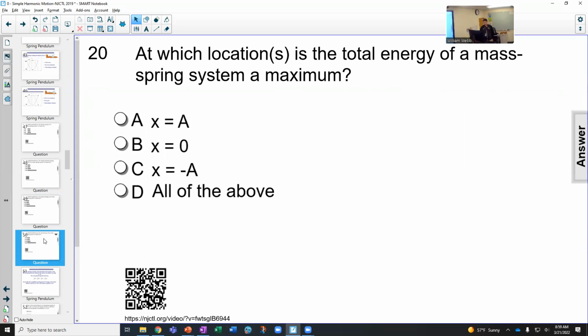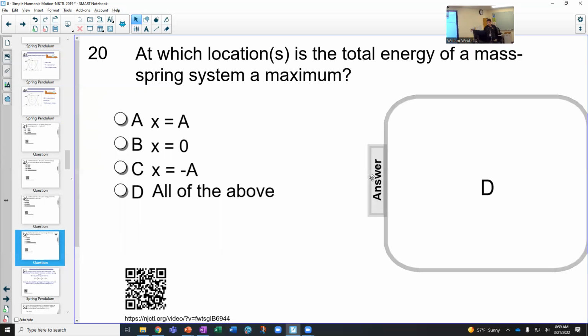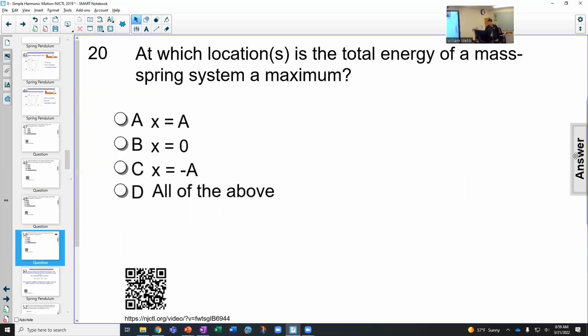And finally, at which location is the total energy of a mass spring system a maximum? Yeah, it's constant, right? The total stays constant as long as there's no dissipated energy, as long as there's no friction or anything. And there were not too many, but there were a couple of students that on one of the test questions last week tried to involve air resistance.